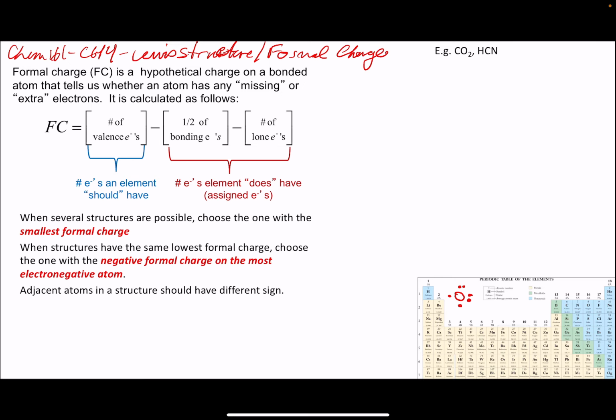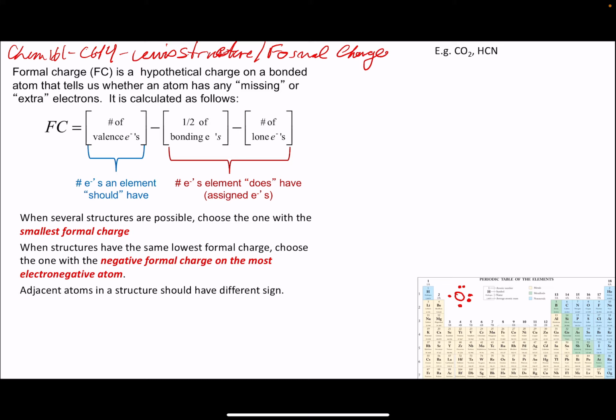We can use this because occasionally we will make a mistake with Lewis structures, or we'll have options when we borrow pairs, and we can rationalize which structure is the best one based on assigning the lowest formal charge to centers in a molecule. When we have structures that have the same lowest formal charge, we'll use the one that has the negative formal charge on the most electronegative element. That's an idea that drops out of that.